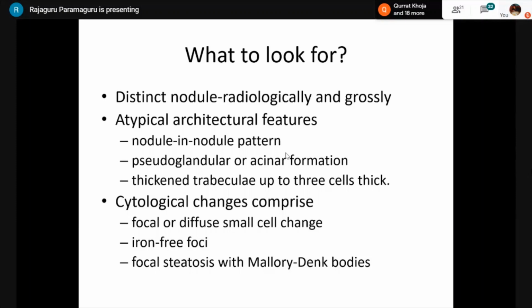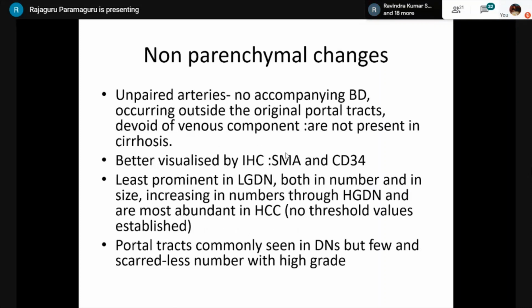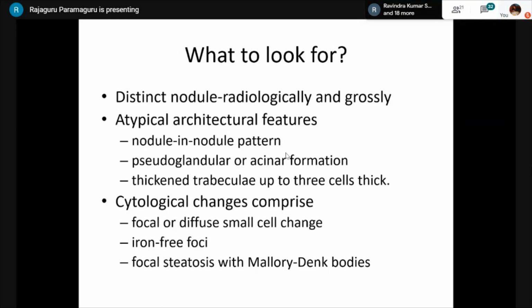That is, there are two types. That means first you will have to look for the architecture, and then you have to look for the cytological changes, and then there are non-parenchymal changes also. First, in the atypical architecture, you will have to look for nodule-in-nodule pattern. That image I'll show you.